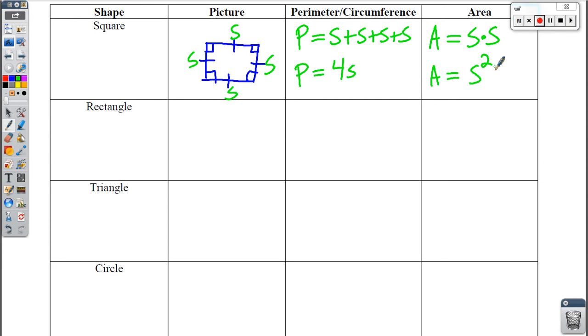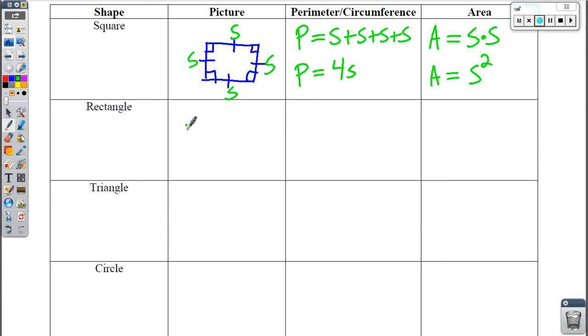And this is actually why we call the second power squared. So if you raise something to the second power, we say that it's squared. The reason is that when you square a number, you get the area of a square that has that number as its side length. So that's why we call it S squared.